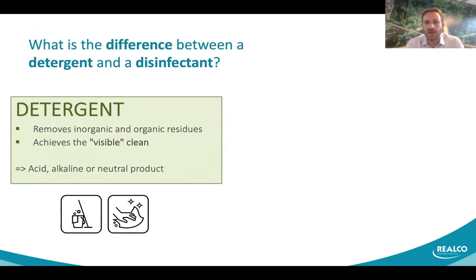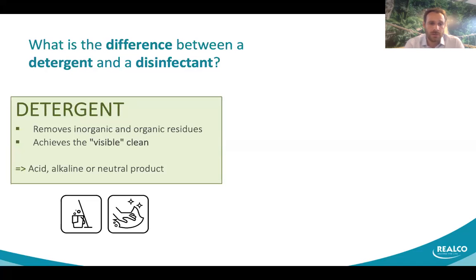The first one is the acid group. The acid is going to remove any inorganic parts, like limescale or limestone. And then you have alkali products. The alkalis, in fact, are going to remove the organic or burnt organic products. The problem with the alkali products is that the pH is quite extreme, and so it can be dangerous for the operators or for the equipment to use a product like that.